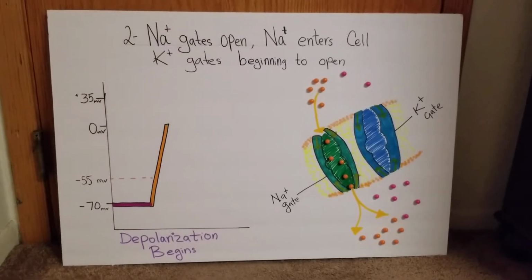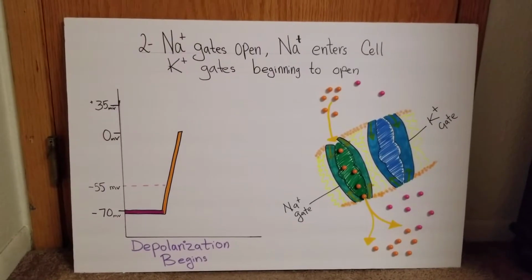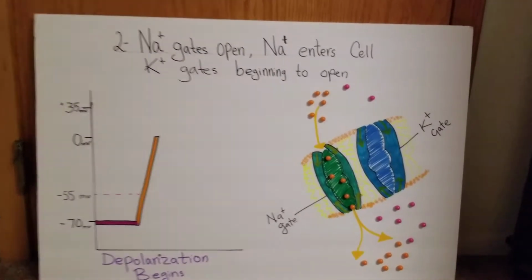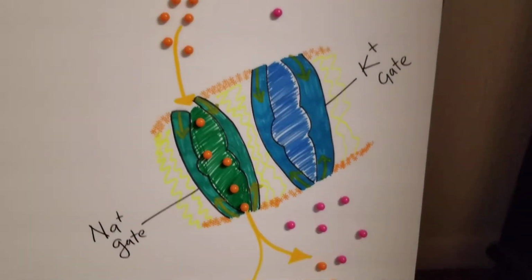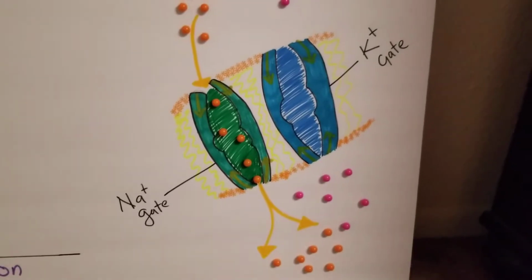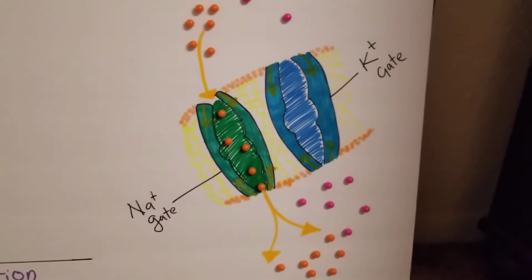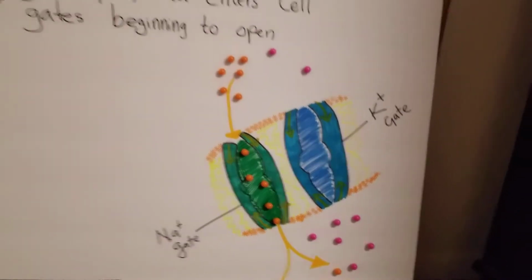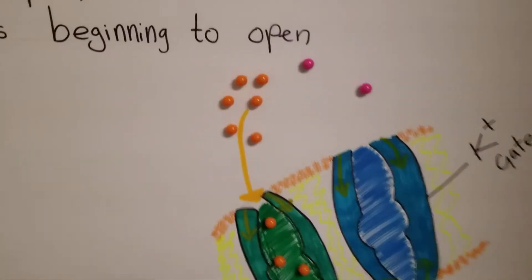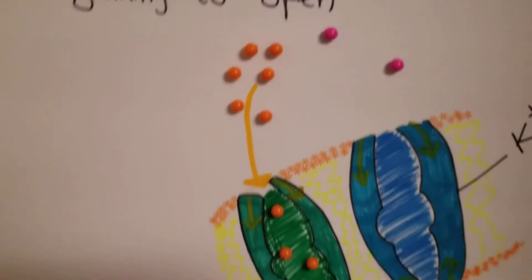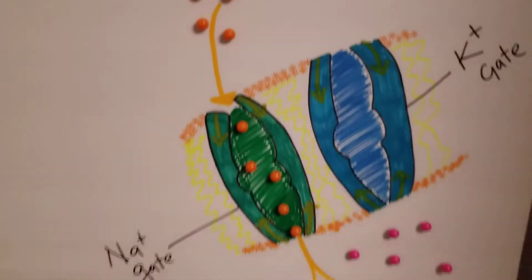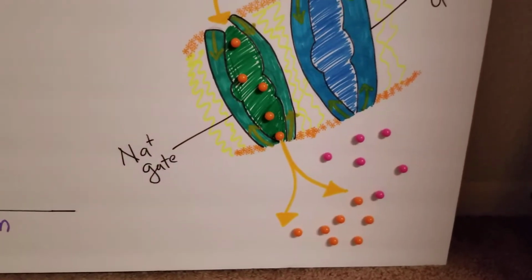In step number 2, the action potential begins. The sodium gate is open and we see sodium ions diffusing. Sodium ions diffuse through it from the ECF to the ICF. So we can see here that our sodium ions are diffusing from the ECF to the ICF.